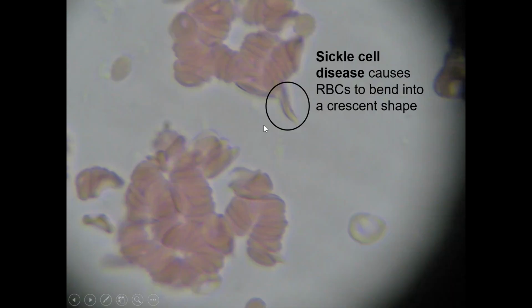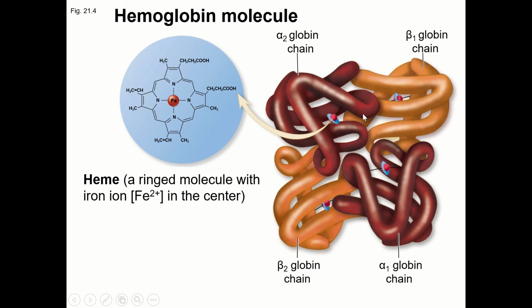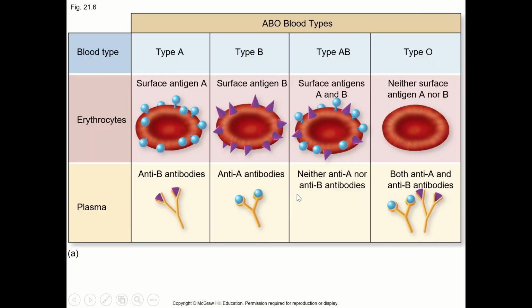In sickle cell disease, the difference between regular red blood cells and sickle cells is a difference in 1 amino acid in one of these protein chains. It's a really tiny change, but the shape of the hemoglobin molecule changes. That can change the shape of the red blood cell.